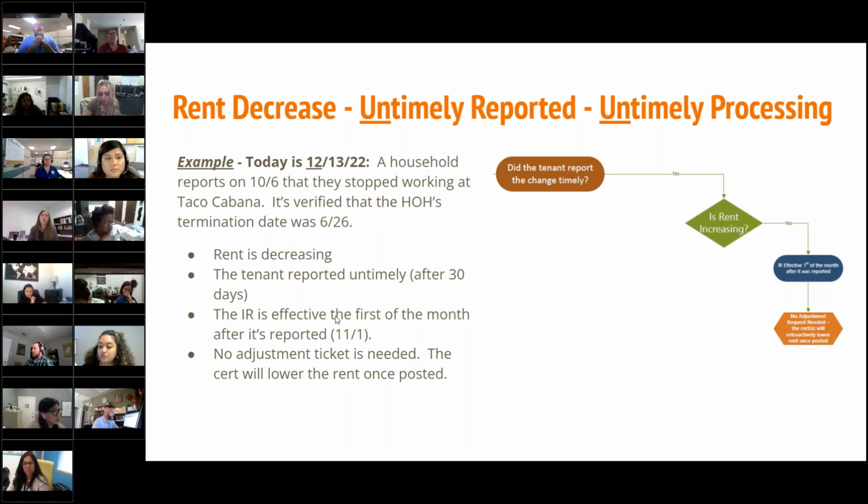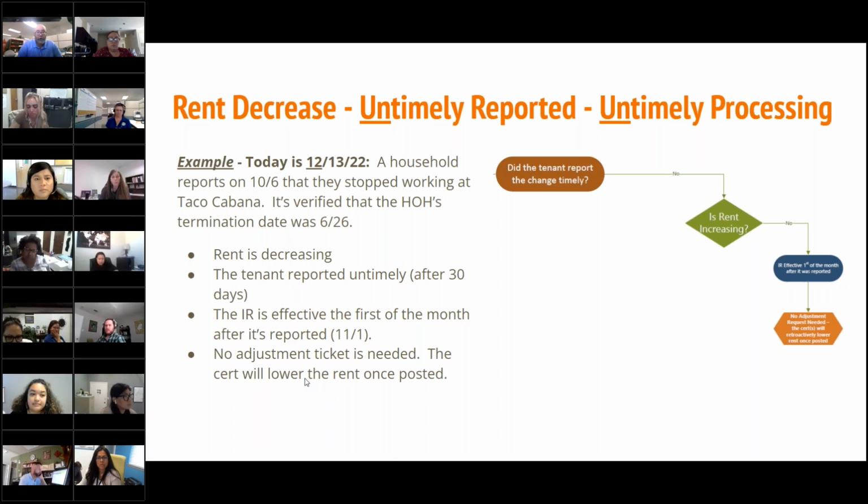Looking at all these examples of rent decreases, nowhere here is there an adjustment ticket. When rent is decreasing, the cert should do all the work. It lowers the household's rent on its own as of the effective date that you make that cert. The only time we're looking for adjustment tickets is when there's a rent increase. That's only in certain circumstances. So if rent is decreasing, no adjustment ticket.